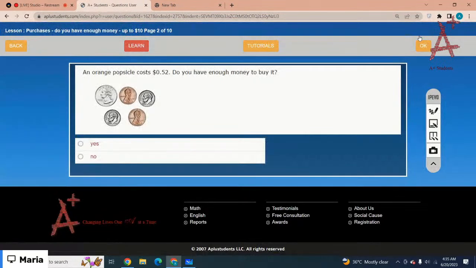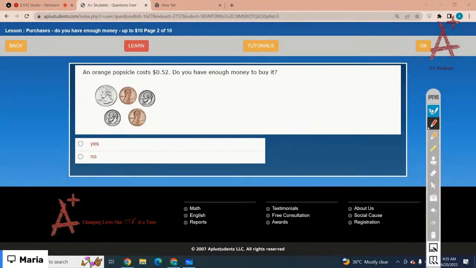Okay, the next one is an orange popsicle that costs $0.52. Do you have enough money to buy it? We have to look for the money. First we have to count by the quarters. We have just one quarter, which is 0.25. Then you have two pennies, 0.01 and 0.01.